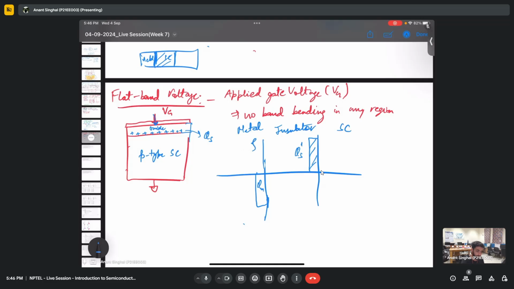Could you please explain again how the signs of QM and QS were determined, how the negative and positive? Yeah, okay, fine.